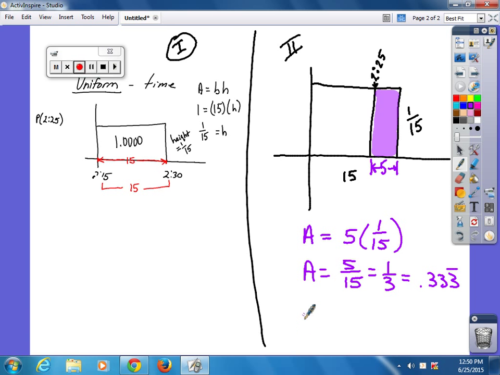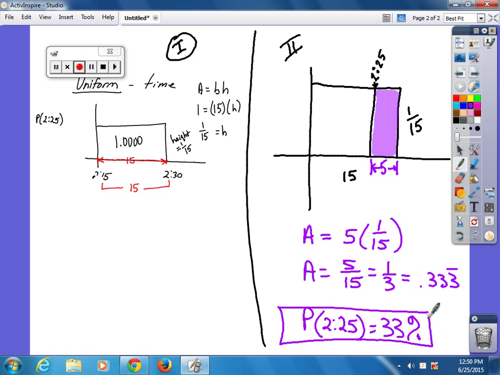So what is the probability of my class going past 2:25? 33%. There's a 33% chance that my class will go over, based on the previous data, 2:15 to 2:30.